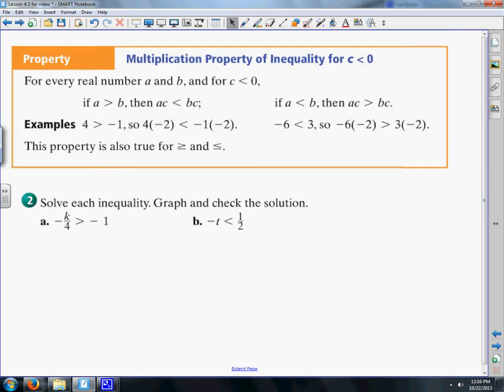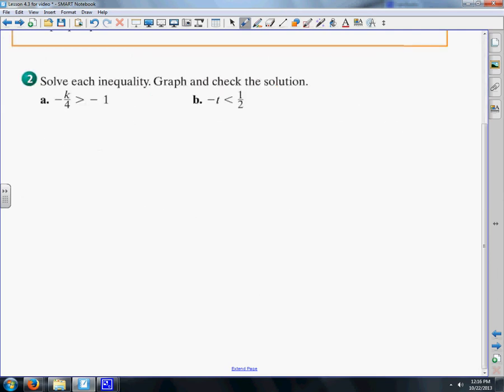Now the other property is for when C is less than 0. So that's your -1, -10, and so on. So for this one, if A is greater than B, A times C is less than B times C because it's a negative number. When you multiply by a negative, it changes the sign of your answer. So try these two problems.